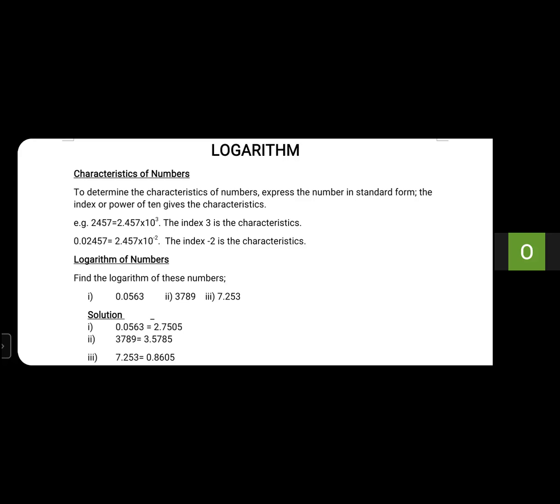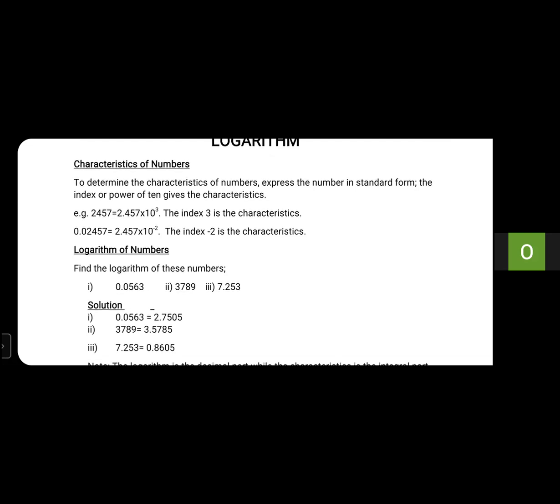The second example is 0.02457. When we write this in standard form, we have it as 2.457 times 10 raised to the power of minus 2, because the decimal point moved from after the first 0 to after 2. So it moved twice, 0 then 2. That's why we have times 10 to the power of minus 2. So the index in this case is minus 2, and the characteristic of this number is minus 2.